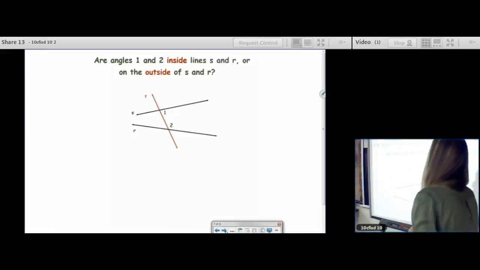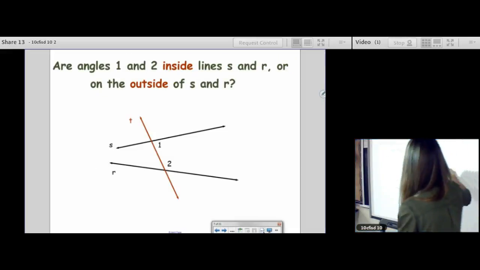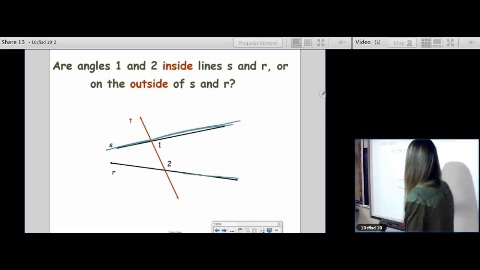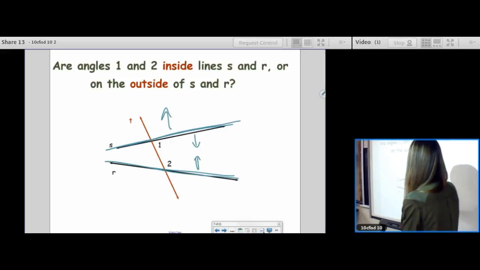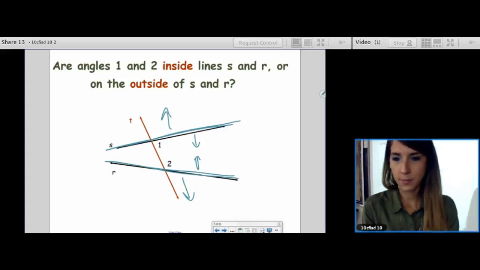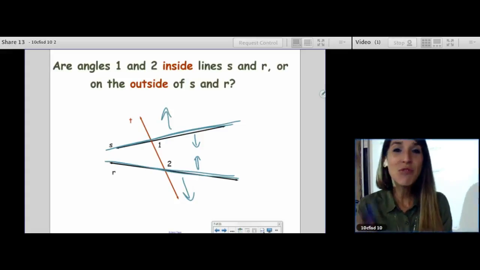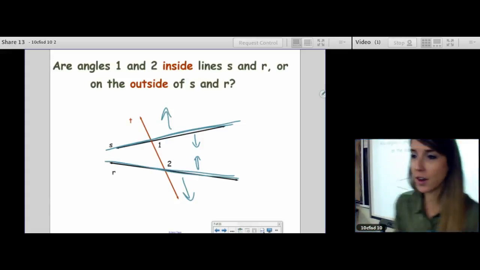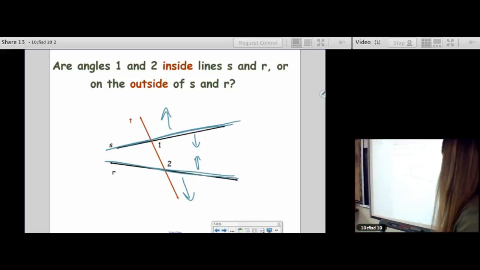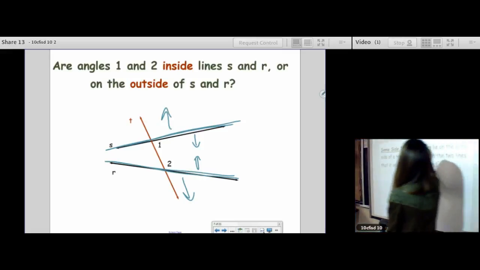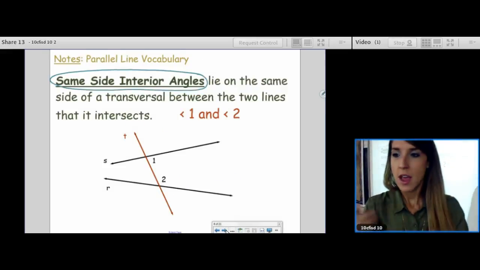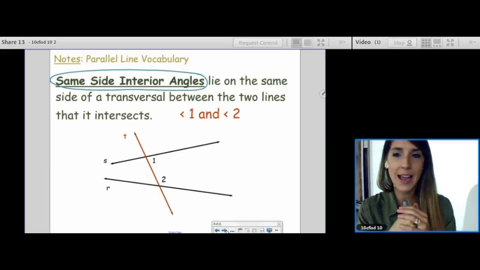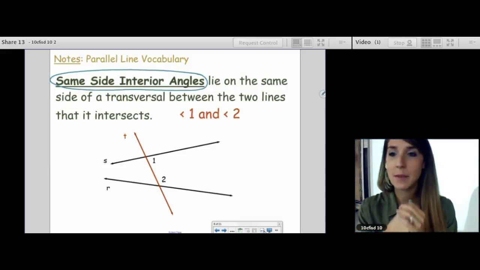Okay. Same two angles. Now, we've got lines S and R. Are they inside S and R, or are they outside S and R? In or out? Inside. So you literally just came up with their name. The first angle word on your vocab sheet, same side interior angle. They were on the same side of the transversal, and they were interior. They were inside S and R. So that's the first one. Same side interior.